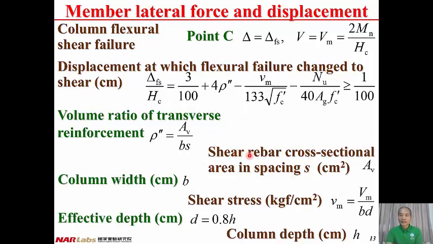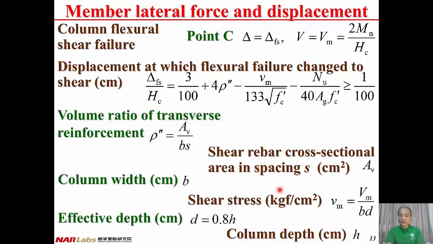A_v is the shear bar cross-sectional area in spacing s. That's the cross-sectional area of transverse reinforcement in spacing s. And b is the width of the column. And small v_m here is the shear stress equal to V_m divided by b d. V_m is the lateral strength due to flexural failure. If shear stress is large, then the displacement becomes less.